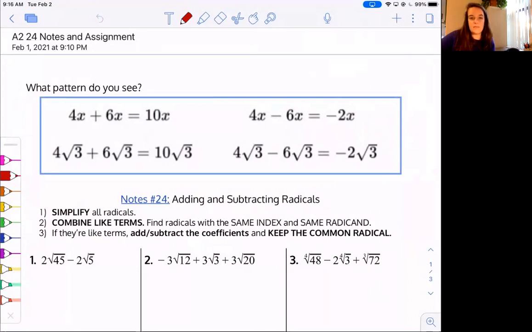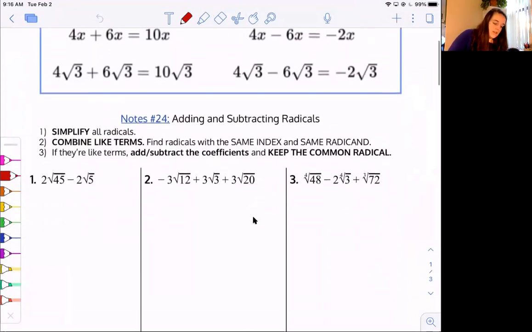All right. If you're taking notes with us, you're going to go ahead and go to note 24. We're doing adding and subtracting radicals. So that can be the title today. Adding and subtracting.